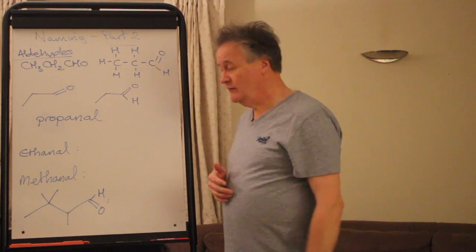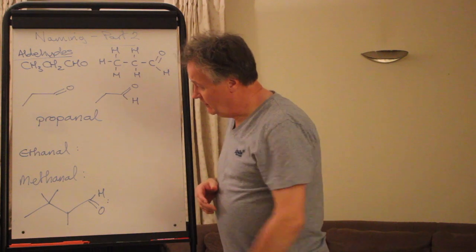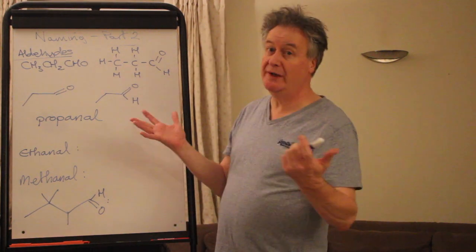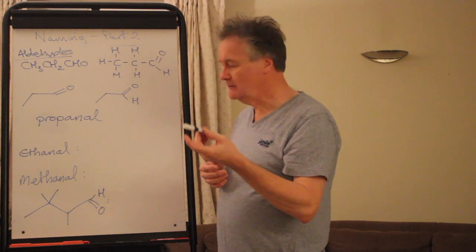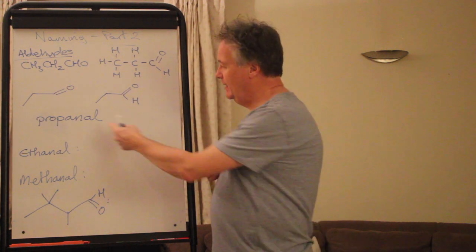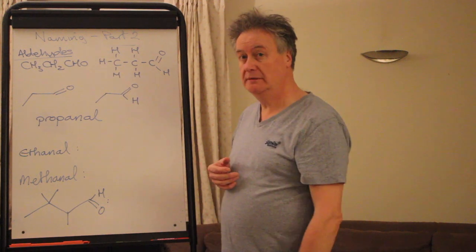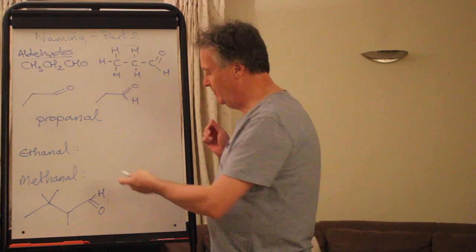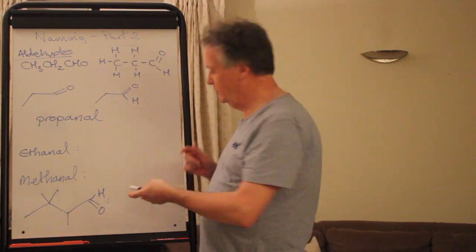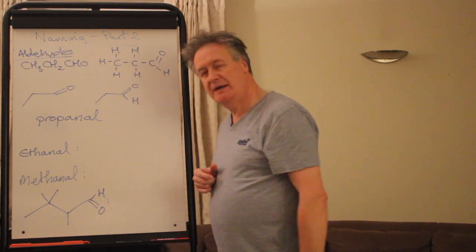So I'm going to get you to pause the video in a moment and have a go at what we've got here. Draw out, in whichever way you like, the structure of ethanal. Remember, it's al, al meaning aldehyde, not ol. And methanal. And methanal, got to think a little bit about methanal. It looks a little bit unlike all the others. And then have a go at naming.